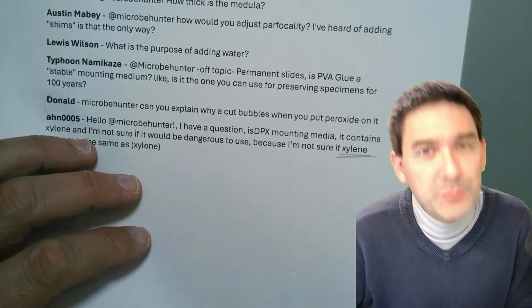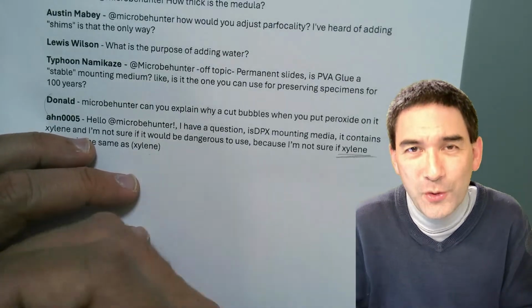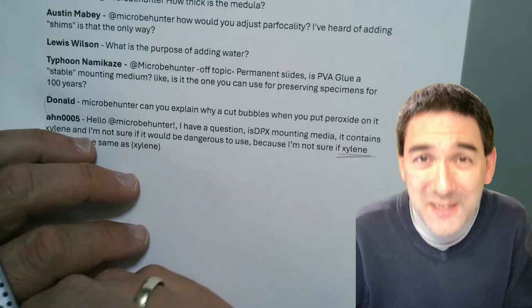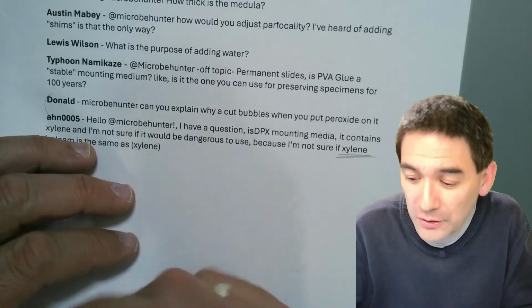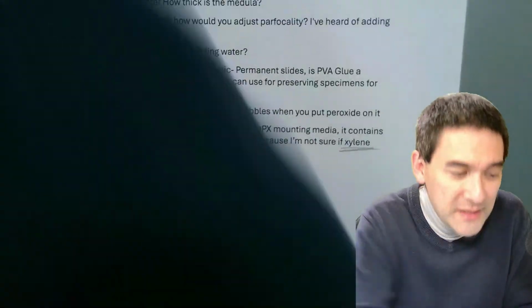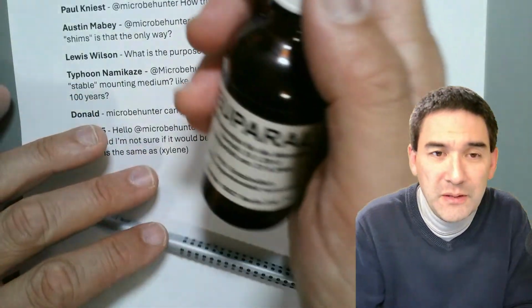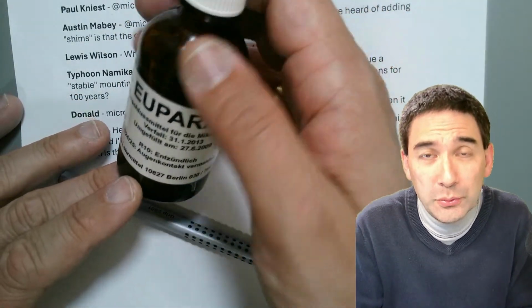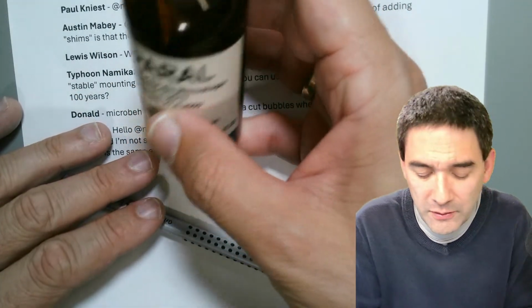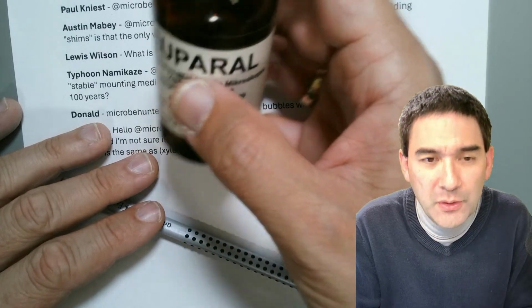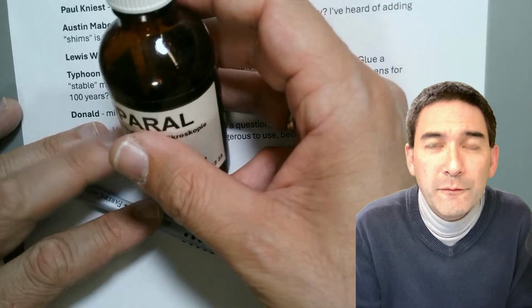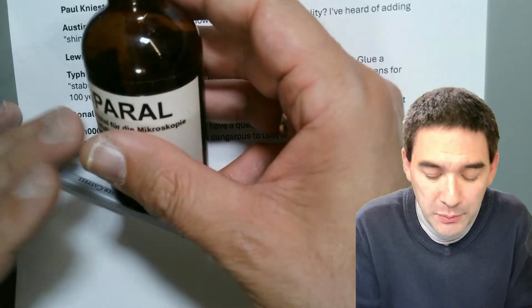I personally also prefer to avoid it because I'm doing this as a hobby and it's not necessary, and there are other safer alternatives. For this reason, as a mounting medium I like to use Euparal, which is kind of difficult to get. We've already talked about that. But you can simply take the specimen from alcohol and put it into Euparal.